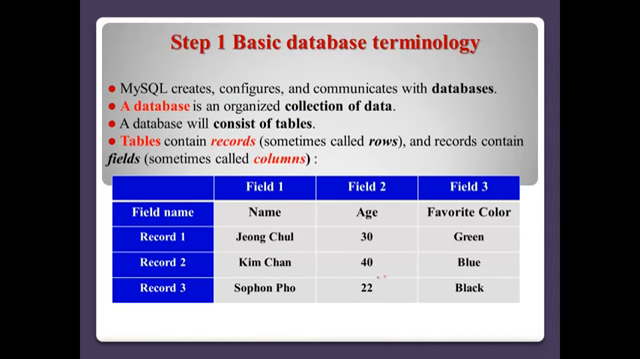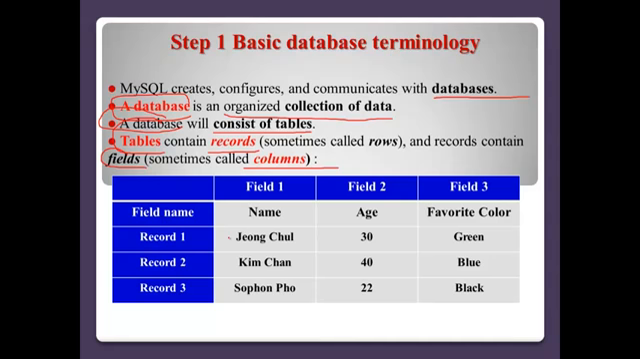Step 1, basic database terminology. MySQL normally creates, configures, and communicates with a database. A database is an organized collection of data. And the database normally consists of several tables. Each table contains records, sometimes we call them rows, and each record contains fields. We call these columns.